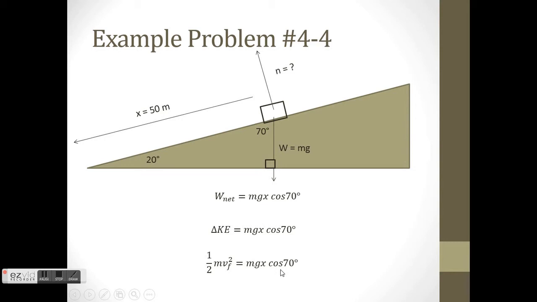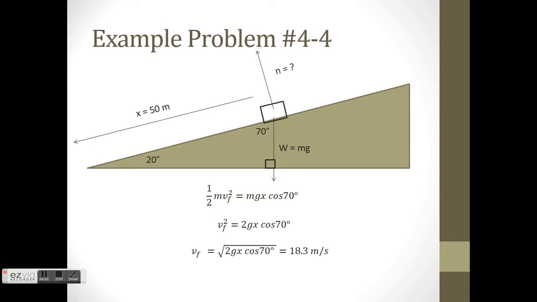I don't remember whether I gave you the mass of the skier or not, but what it looks like is that mass cancels out. So whether I gave you the mass of the skier or not is really not relevant. And so really v final squared is equal to 2gx times cosine of 70, where this 2 came from as I multiplied by 2 on both sides.